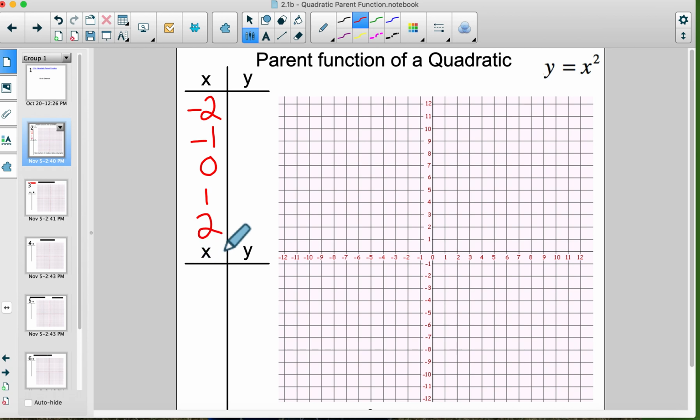And when I think about plugging in these x values into this equation, if I plug in -2 squared, you plug it in with parentheses, that's going to give me +4, right? So -2, 4 is a point on my quadratic parent function, which is just y equals x squared. -1, when I plug it in, I get +1. 0 is 0. When I plug in 1, 1 squared is 1, and 2 squared is 4.